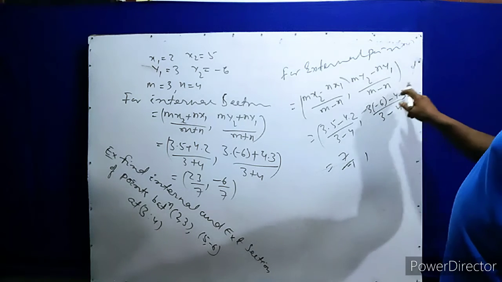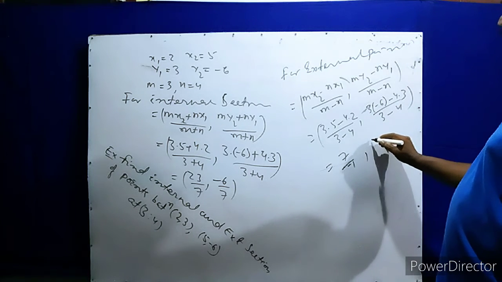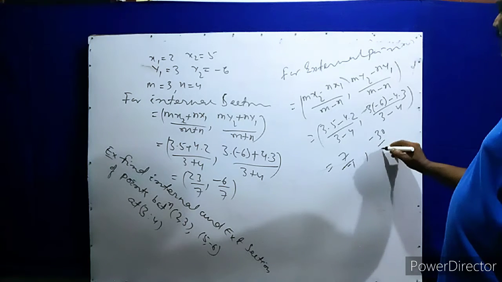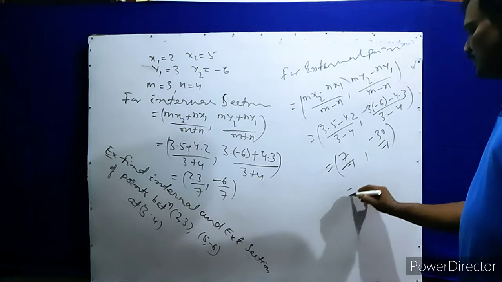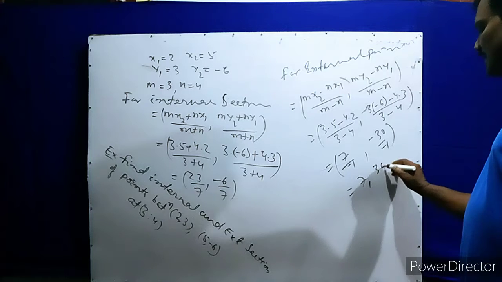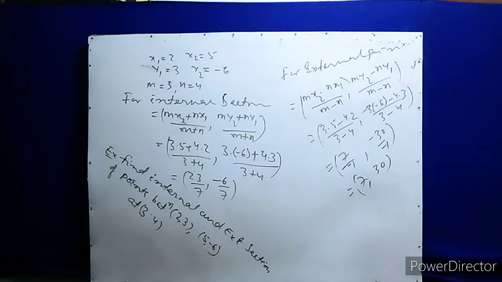Here it is minus 18 minus 12 equal to minus 30 by minus 1. So this is 7 and this is 30. 7 and 30 is the external point in between these two. Okay. So internal and external points are determined in this formula. Now we'll discuss the significance of the internal point, section formula.